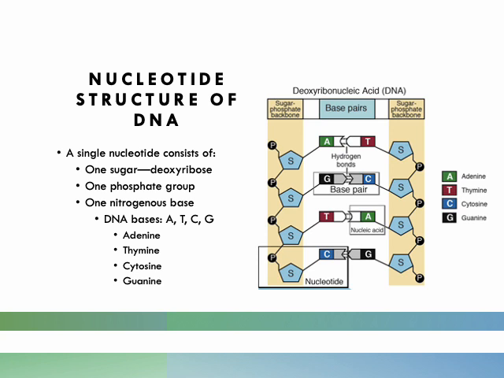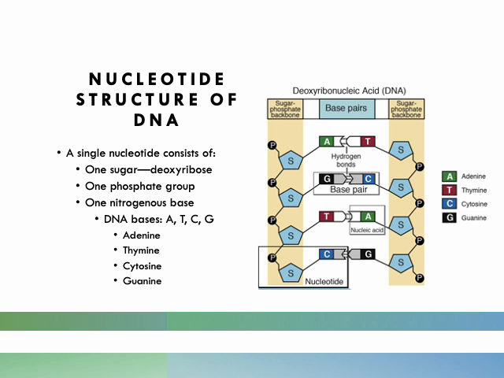So what does the nucleotide structure of DNA look like? It's made up of nucleotides that consist of a sugar and a phosphate, as well as a nitrogenous base. So the sugar in DNA is deoxyribose, which is why it's called deoxyribonucleic acid. It says it right in the name. It's deoxyribose. And then there's a phosphate group attached to that sugar.